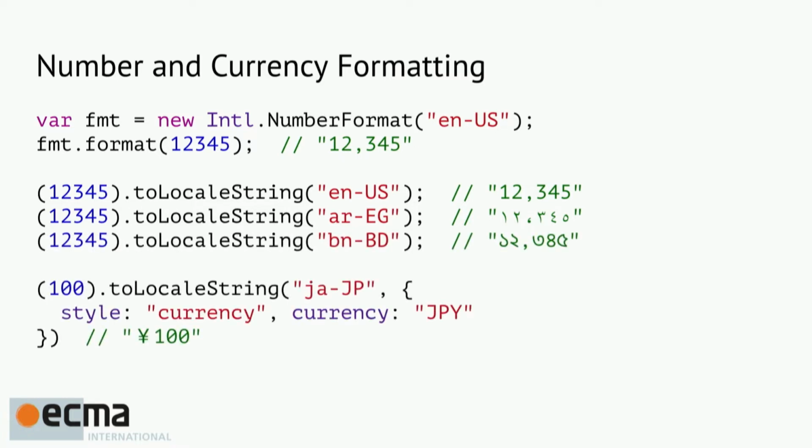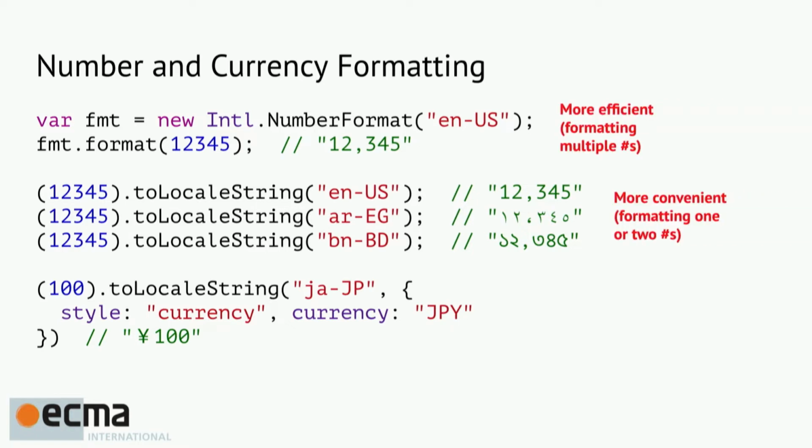But there's also opportunities to do further customizations. So for instance, for Japan right here, you can specify a currency and specify the Japanese yen, and it will present the correct string for that. So here's different approaches to the APIs. The first here is more efficient for formatting many different numbers, and then the second one, if you're going to do a quick format of a string, it's probably more convenient just to call toLocaleString.